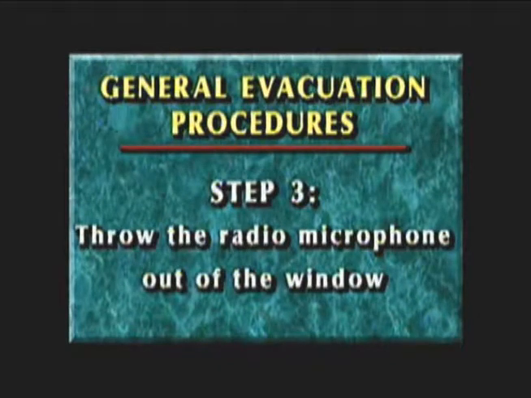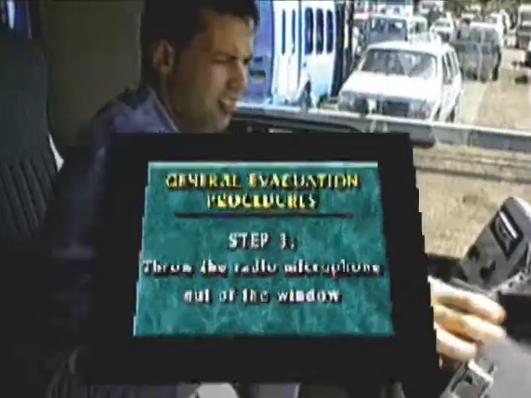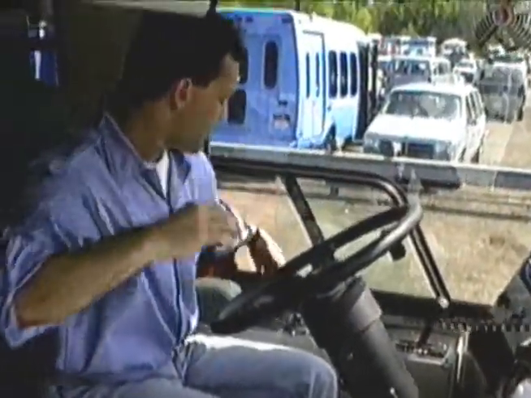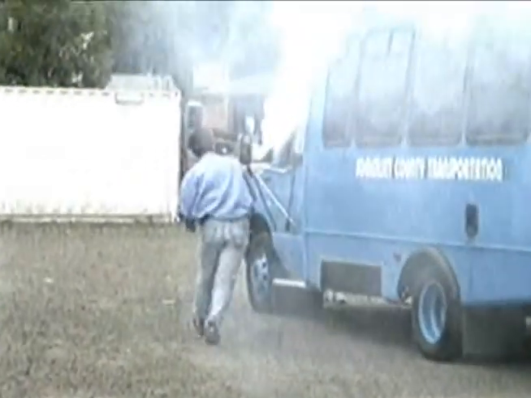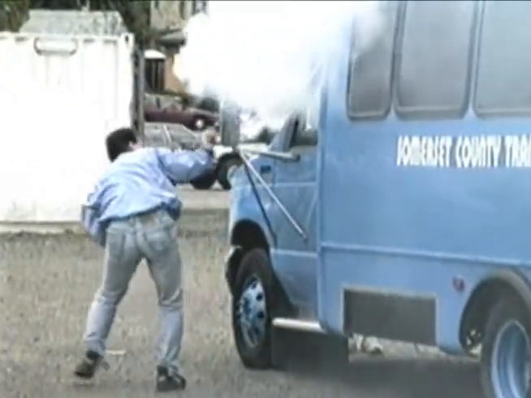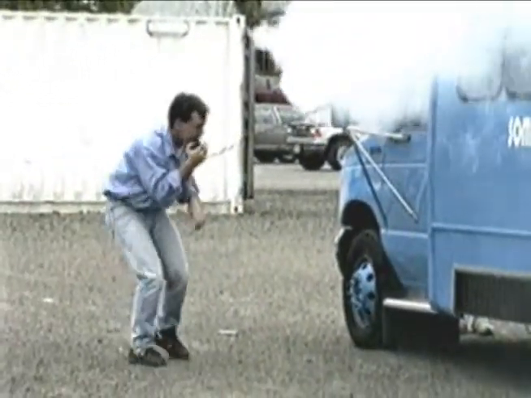Step 3. Throw the radio microphone out the window. Open your window and throw the radio microphone out. This allows communication with your dispatcher outside the burning or smoke-filled vehicle.